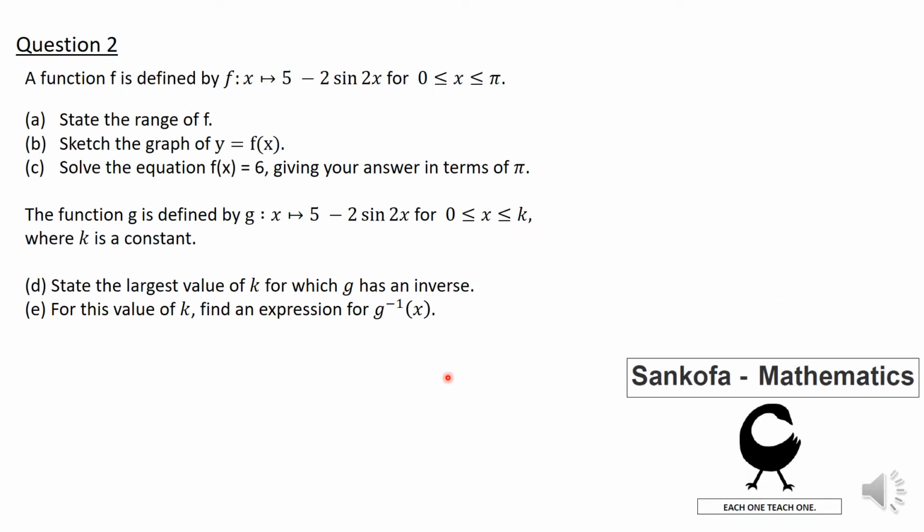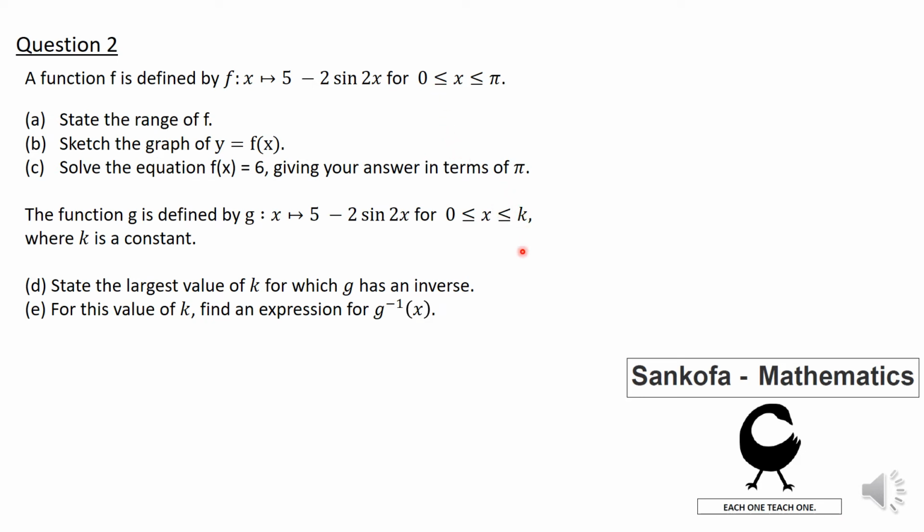Question 2, again, you can pause the video, write the question down, and then you can attempt to solve the question. It says that the function is defined by f such that x maps onto 5 minus 2 sine 2x, for x between 0 and pi radians. Then you're supposed to state the range of the function, sketch the graph of y equals f of x, then solve the equation f of x equals 6, but you must give your answer in terms of pi, so you must make sure your calculator is again set in radians, and I hope you still remember special angles from videos that I've done before.